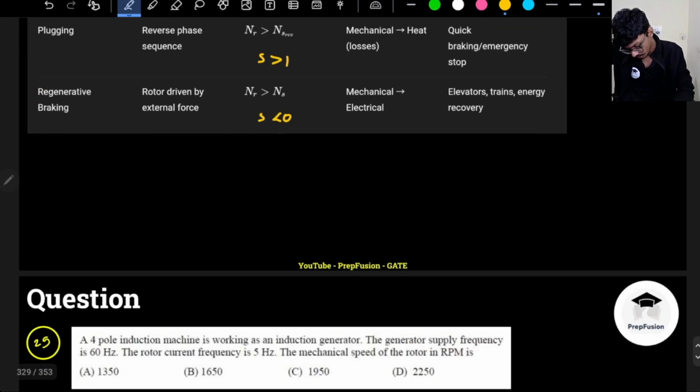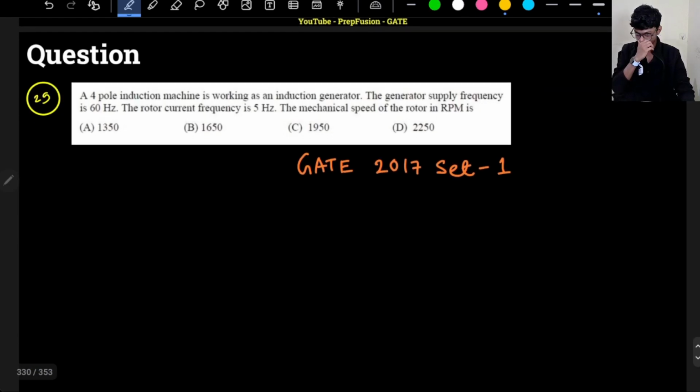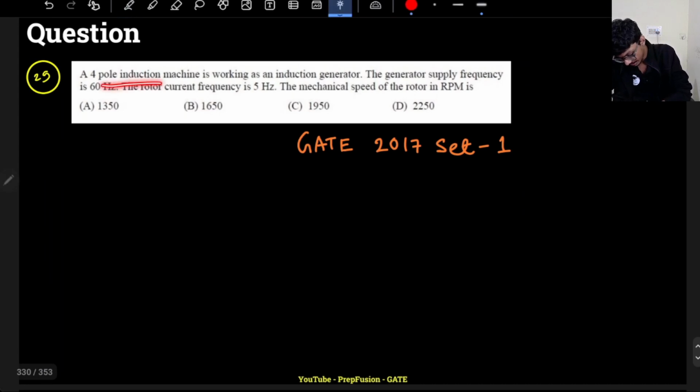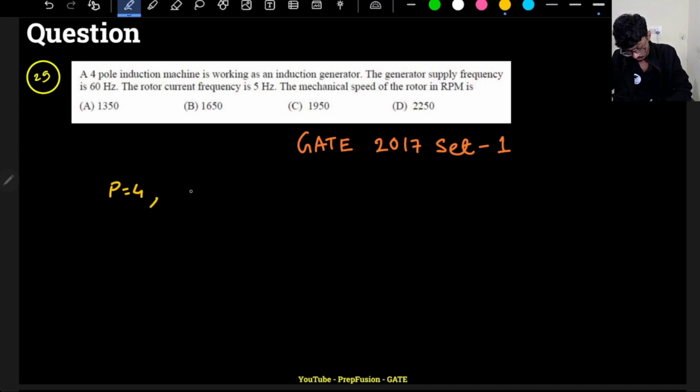Let's do a basic question in GATE. Trust me, only basic questions will come, difficult questions will not come. We have a 4-pole induction machine, so the number of poles is 4, working as an induction generator. First of all, they have given that it is working as a generator, so nr has to be greater than ns. The generator supply frequency is 60 hertz.